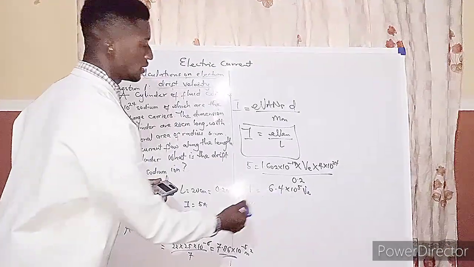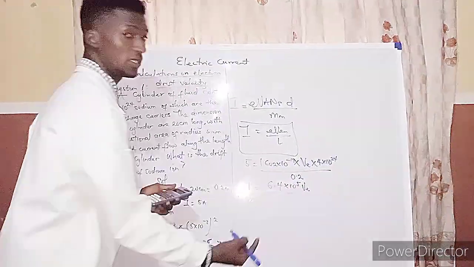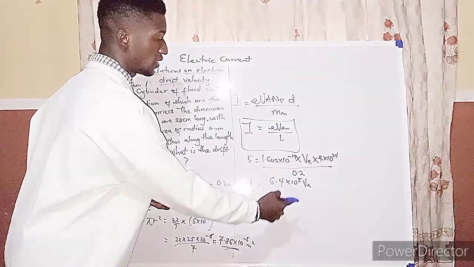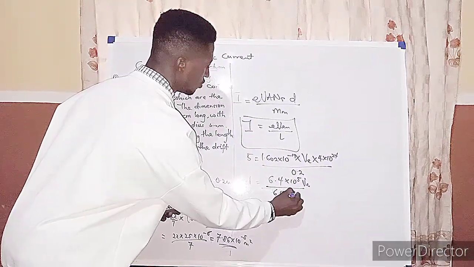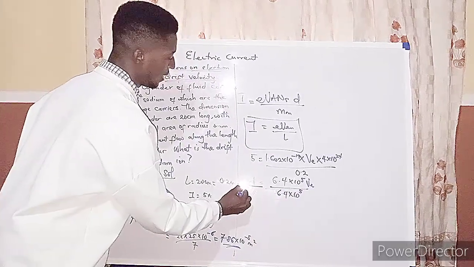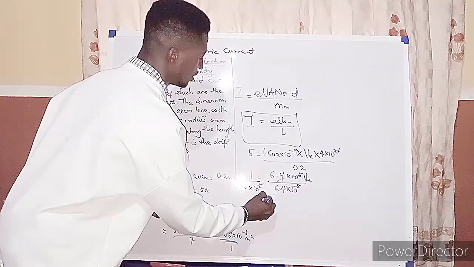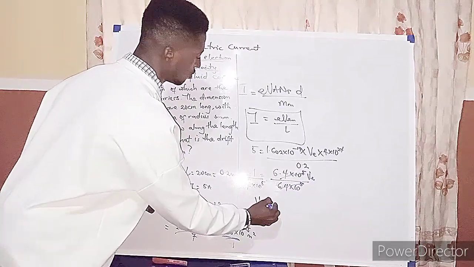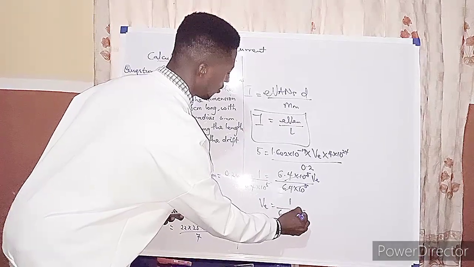Now, we've gotten this. You divide by the coefficient of the factor you are looking for. We are looking for VE, isn't it? And the coefficient is what? 6.4 times 10 raised to the power 5. So we easily divide both sides by 6.4 times 10 raised to the power 5. Now this, we cancel this. Your drift velocity is equal to 1 over 6.4 times 10 raised to the power 5.